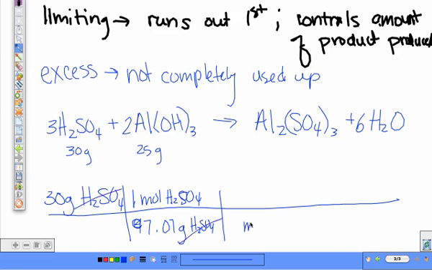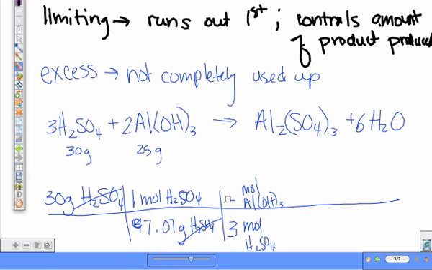Then we need moles of sulfuric acid on the bottom and moles of the other reactant, which is aluminum hydroxide. What numbers go here? Yep, our coefficients. For aluminum hydroxide, we have a 2. For sulfuric acid, we have a 3. So 2 over 3.